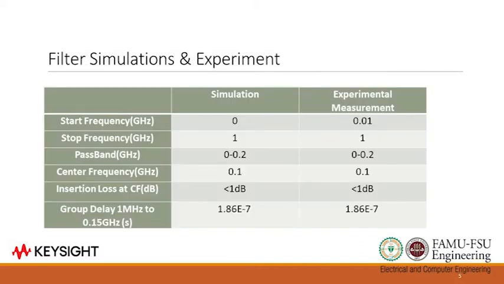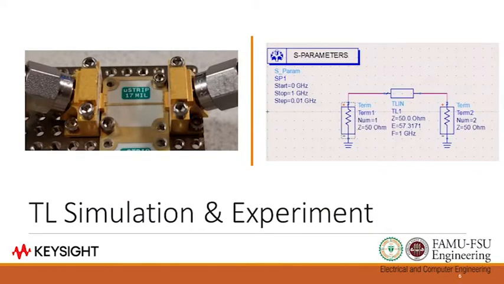So here it shows the parameters, and our simulation represents the most ideal scenario. Our experimental data is very close to it, based on what we extracted from the data, which were the stop frequency, pass band, center frequency, and group delay, which shows that our experiment had a good agreement with our simulation. Now we'll go into our transmission line simulation and experiment.